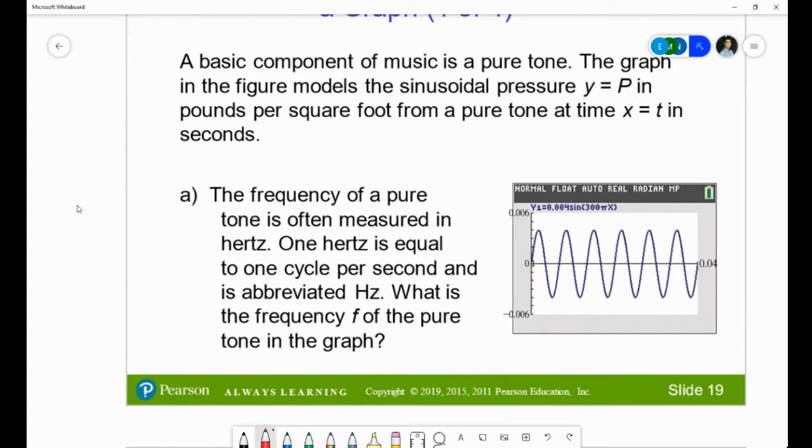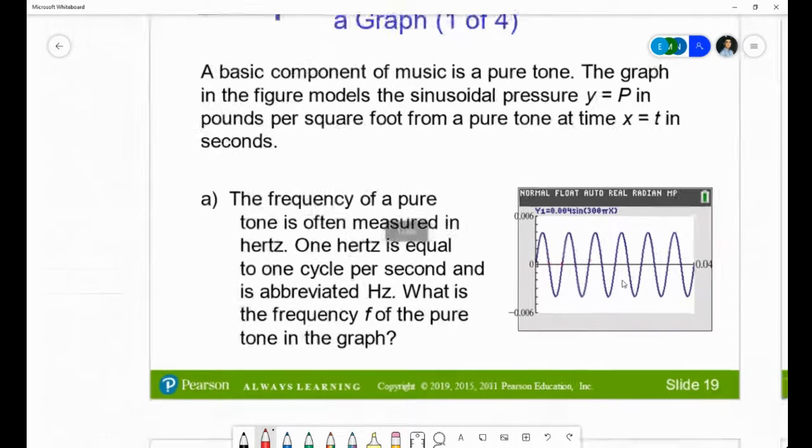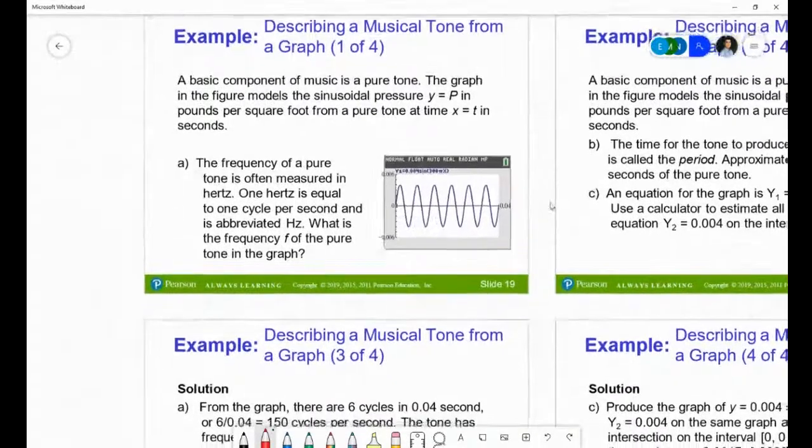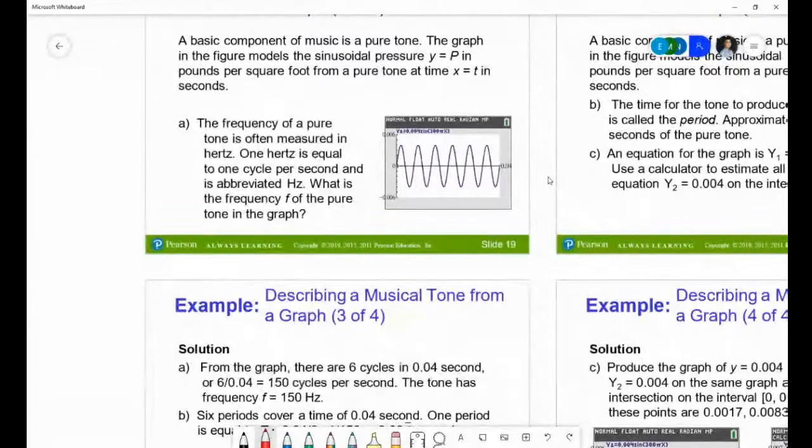Okay. So 1 hertz equals 1 cycle, so we can count how many peaks there are in order to determine the frequency of the tone. So we have, let's see, 1, 2, 3, 4, 5, 6 cycles total in 0.04 seconds. If we take 6 divided by 0.04, we have 150 cycles per second. So we have 150 hertz for the pure tone.